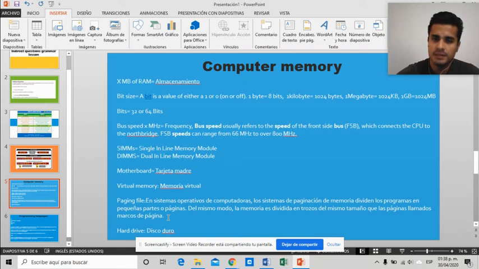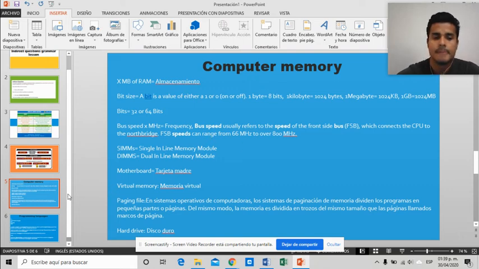another memory, we can say, that your computer is going to use when you don't have any more RAM. When you use all of your RAM, the paging file is going to, in a way, store some data. Okay, and as we all know, a hard drive is a disco duro. So now this is the vocabulary that most likely you're going to encounter if you talk about computer memory.